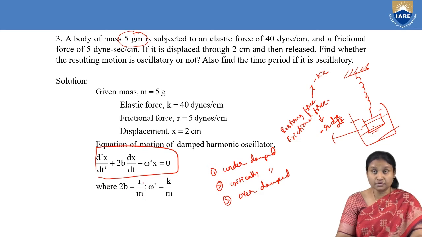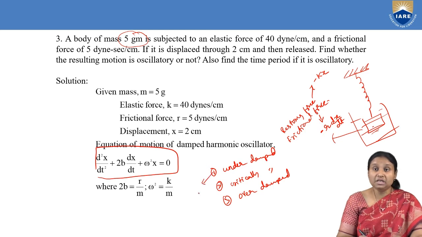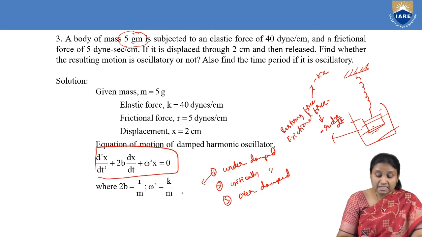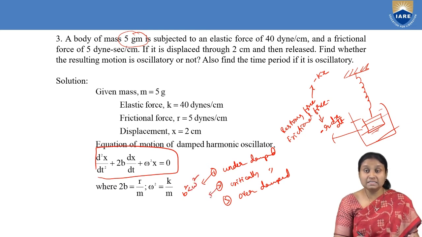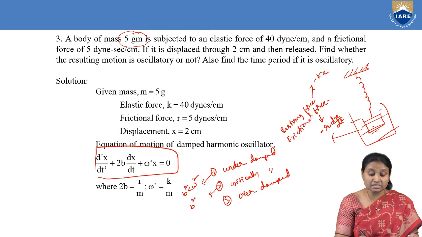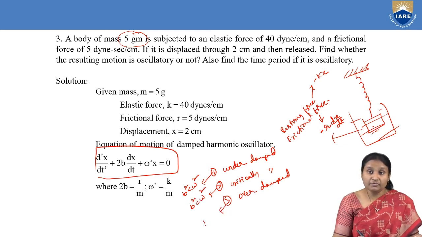R is the frictional force constant, M is the mass, and omega square, the frequency of oscillation of the body, is given as the ratio of force constant to the mass. When we talk about these 3 cases, a motion is called underdamped when b square is less than omega square. It is critically damped when b square is equal to omega square. And it is overdamped when b square is very much greater than omega square.